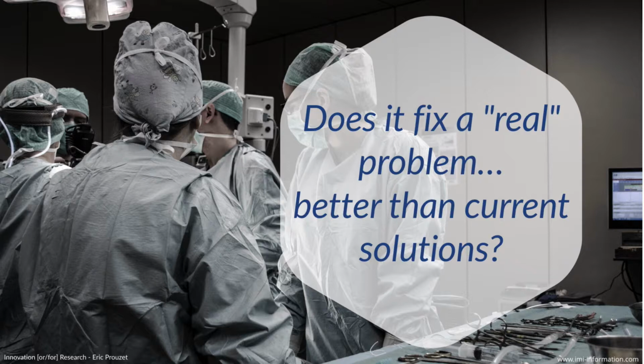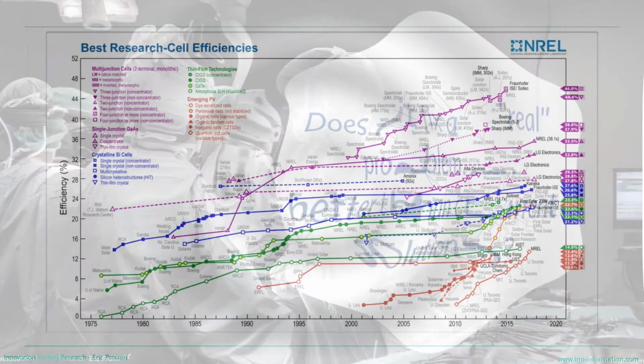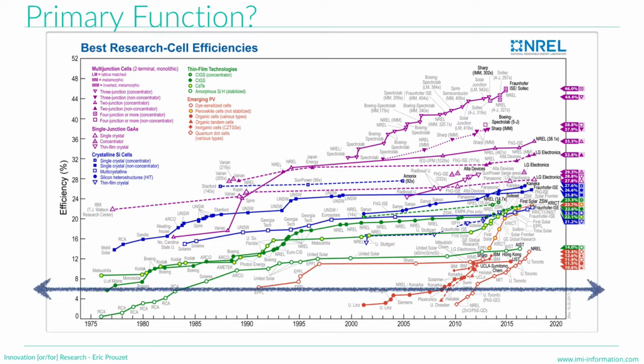And of course, because they are not the first, does it fix a real problem better than the current solution? Let's look at first at the primary function. Here I displayed the graph summarizing all the results regarding the photovoltaic efficiencies for commercial and laboratory photovoltaic cells. On the y-axis, you have the energy efficiency in percentage. This value goes up to 45%.